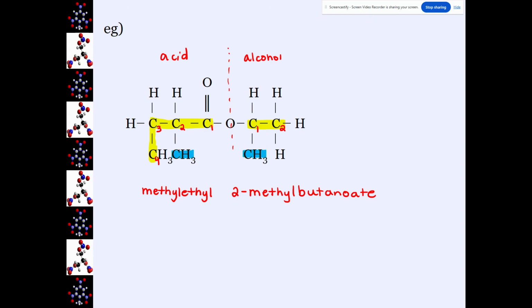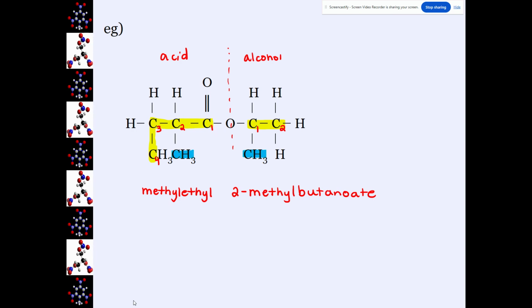Oh, I edited my notes and I forgot to edit the answer. Okay, I put a branch on the side which didn't have 1 before. So methyl ethyl 2-methyl butanoate. Okay, so that is how you name esters, the final compound.